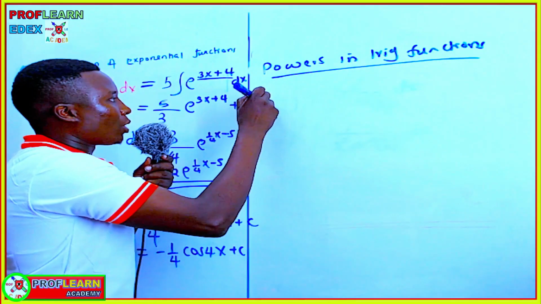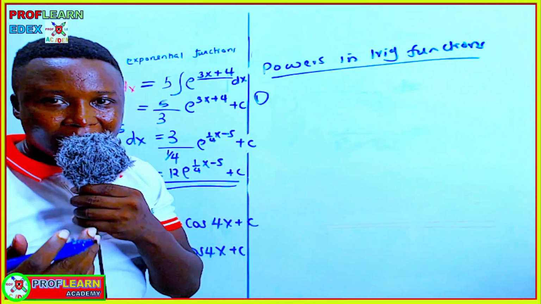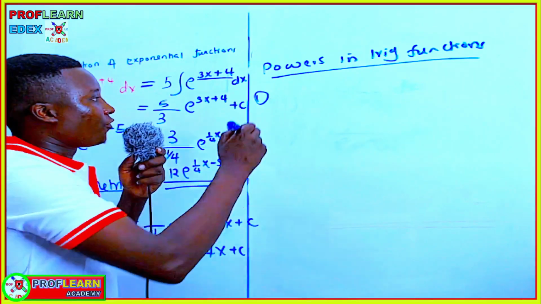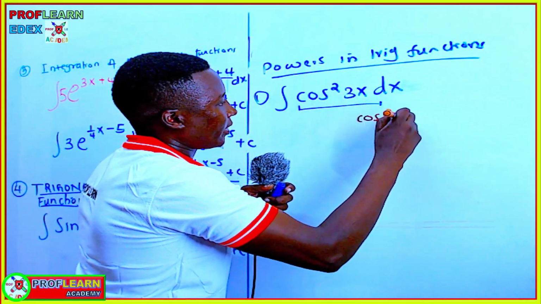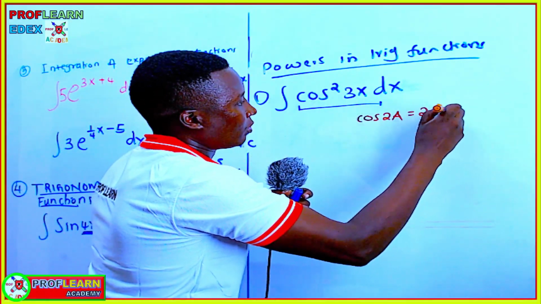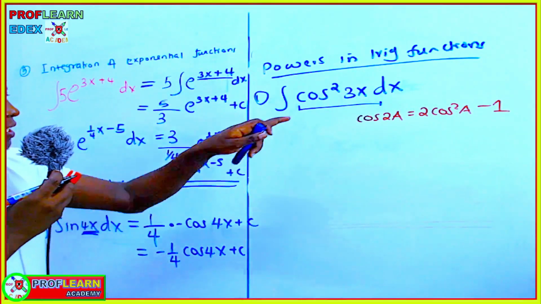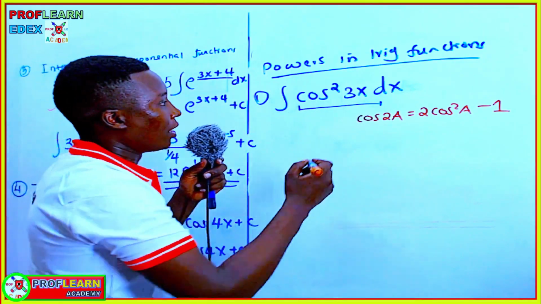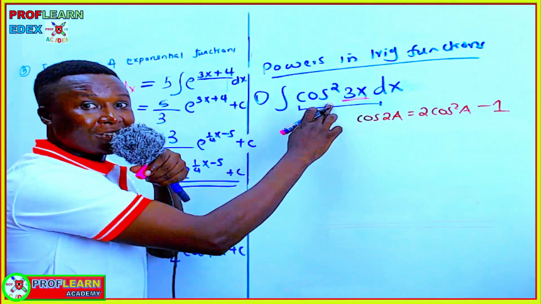Powers in trig functions, you are going to approach it in two ways. You can use Pythagoras identities, or you can use double angle. For instance, if you are given an integral of cos squared, remember that cos 2a is equal to 2 cos squared a minus 1. So we need to reduce this power so that we have it as a double angle.